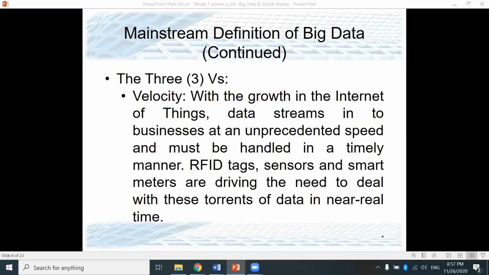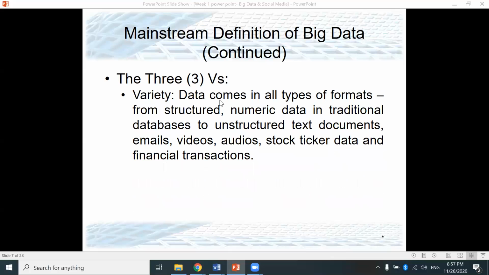The third V, after volume and velocity, is variety. Data comes in all types of formats, right? You have recorded data, audio, video, and so on. Data comes in all types of formats, from structured numeric data in traditional databases to unstructured text, documents, emails, videos, audios, stock ticker data, and financial transactions.